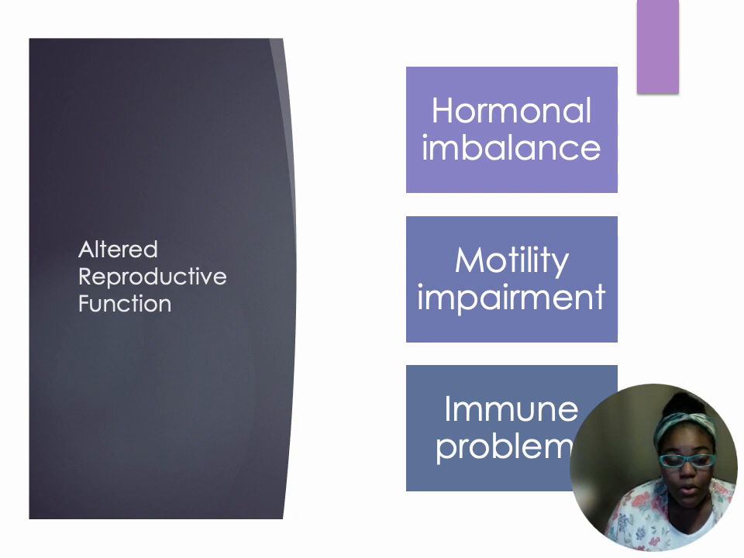So you have hormonal imbalances. I've talked about a couple of hormones already. We've talked about estrogen and progesterone, which are more present in females, and then we talked about testosterone, which is more prevalent in males. So if we have imbalances in even those hormones, we can see alterations in reproductive function, even in the development of those reproductive hormones. We can see motility impairment, and we can also see immune problems as a result of altered reproductive function.